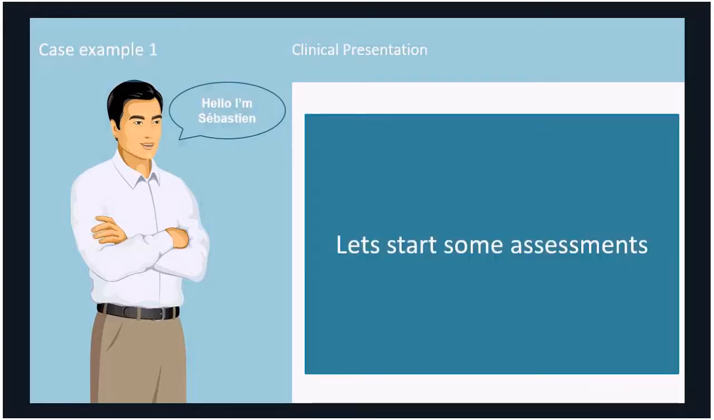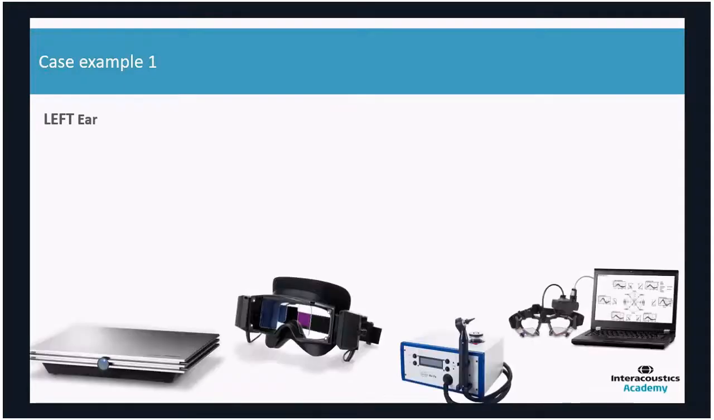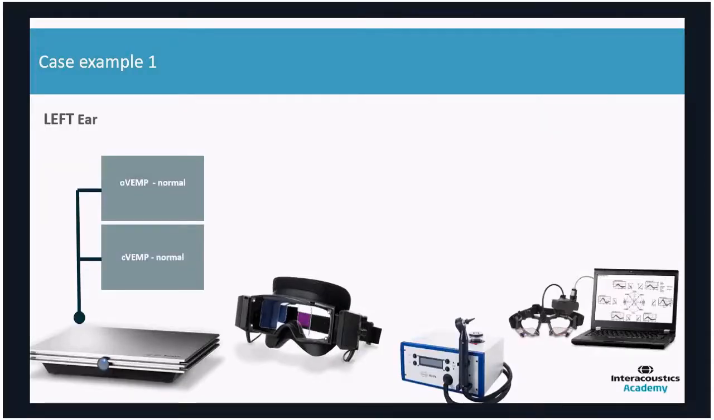So with Sebastian in clinic, I guess it's time for us to start doing some assessments. So we take him into our clinic room. I'm just going to present some here, not necessarily in the order that I would undertake them, but to use them for illustrative purposes. So here we're examining his left ear, and we've done some VEMP measurements, and we've got satisfactory cVEMP and oVEMP.